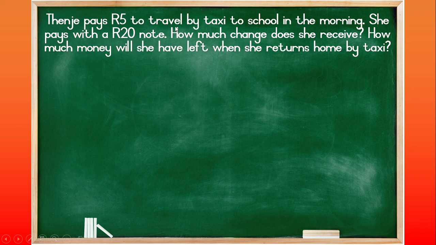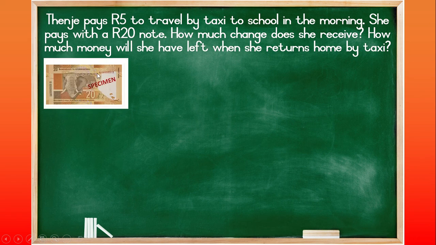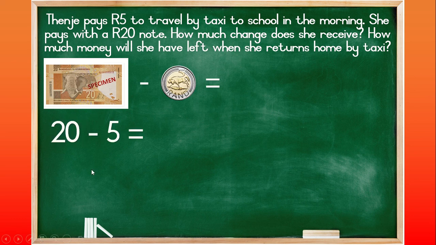So let's look at the first question. She pays 5 Rand to travel by taxi to school, but she pays with the 20 Rand note. Here's our 20 Rand. We know we need to take away 5 Rand. So how much will that be? We can basically put down 20 minus 5 equals.